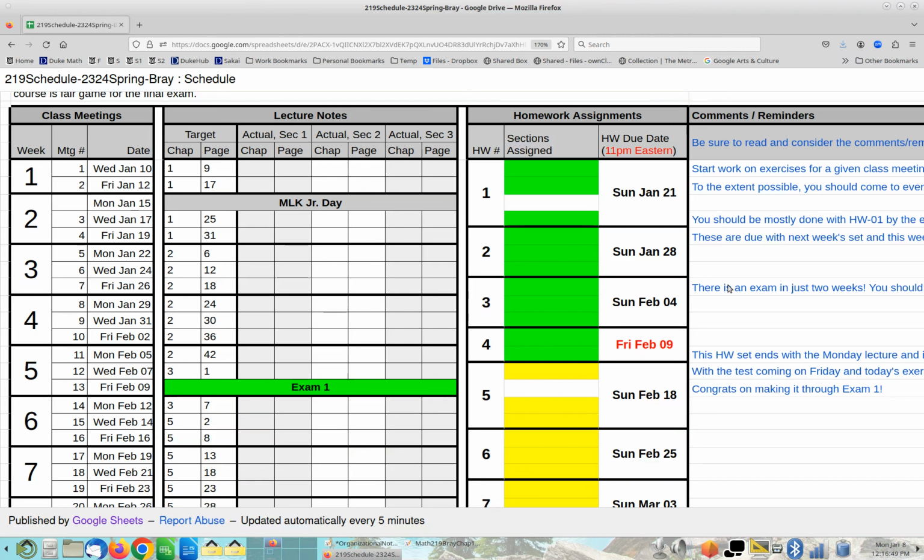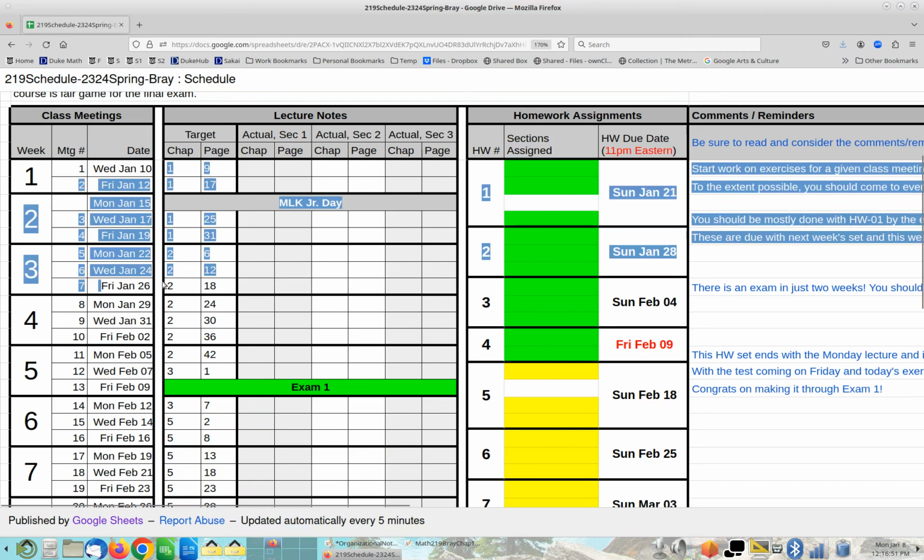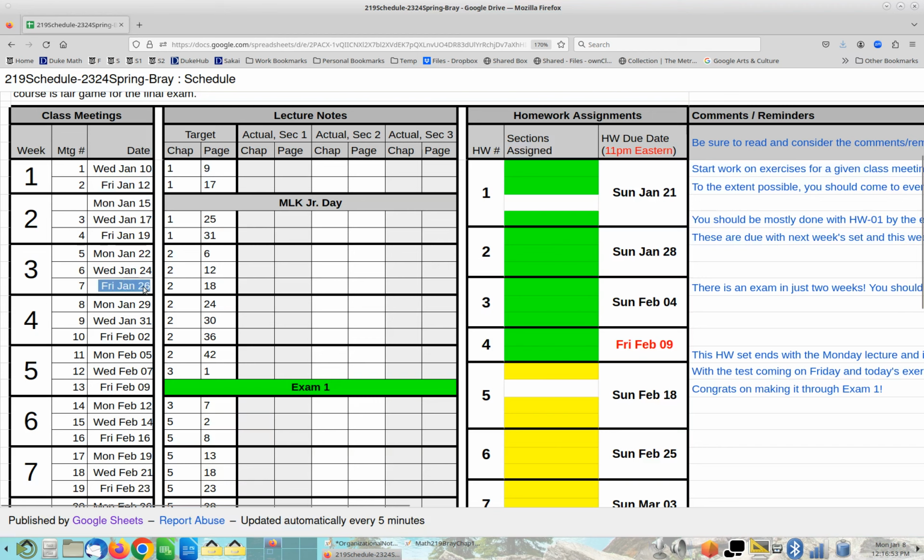Anyway, so this warning on Friday, January 26th, this warning that there's an exam in just 2 weeks. If you have perhaps not been able to live up to the goal of coming to every lecture as if there is an exam that day, this is a warning that the exam is in a mere 2 weeks, and that's a very short amount of time to learn a very large amount of material.